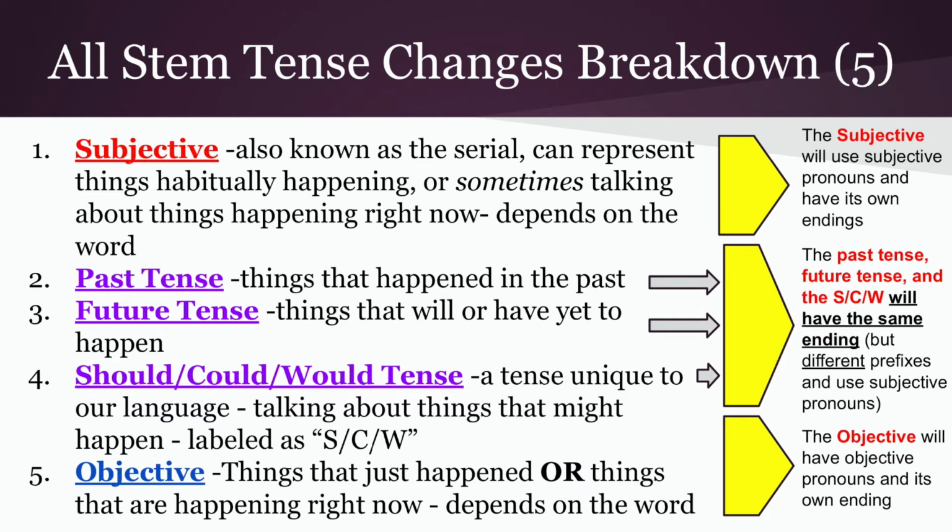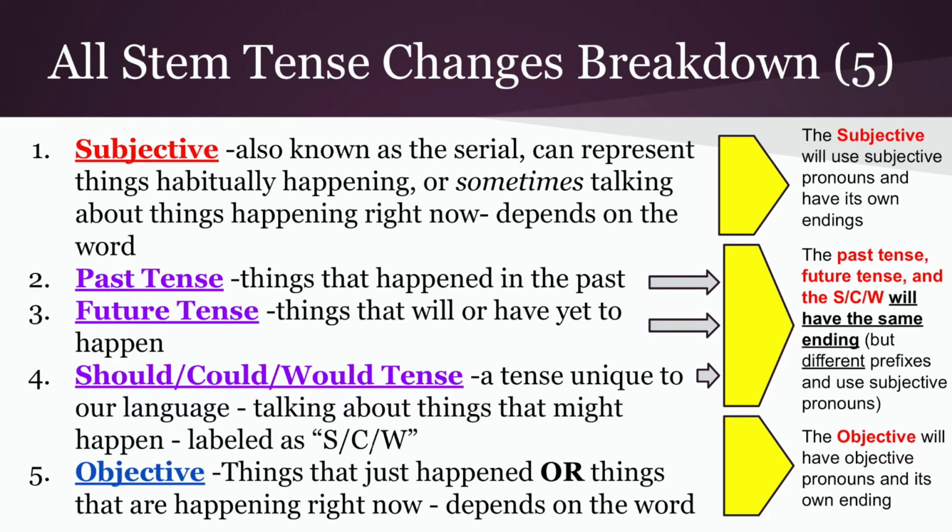All right. But like I mentioned in the last slide, this is a subjective verb that we're going to learn. So if you look at 2, 3, and 4, the past, future, should, could, or would tense, look to the right. They will have the same ending. They're going to use different prefixes, but this is a subjective verb, so that means we're using subjective pronouns. So what pronouns are we using? Back to number one, the subjective is going to use subjective pronouns. Number two, the past tense is going to use subjective pronouns. Number three, the future tense is going to use subjective pronouns. Number four, the should, could, or would tense is also going to use subjective pronouns. And number five, that's the objective. That's going to use objective pronouns, okay?